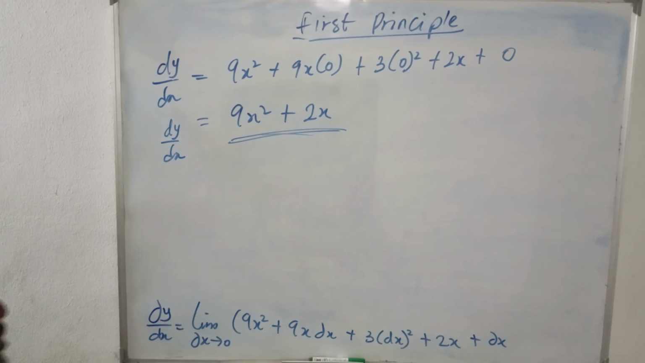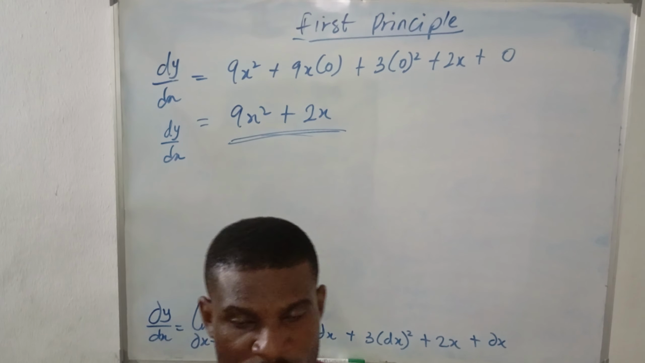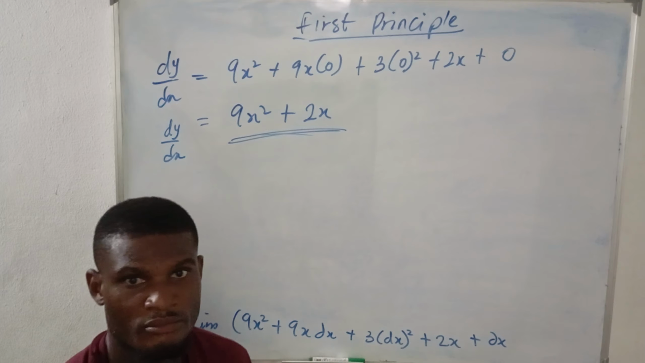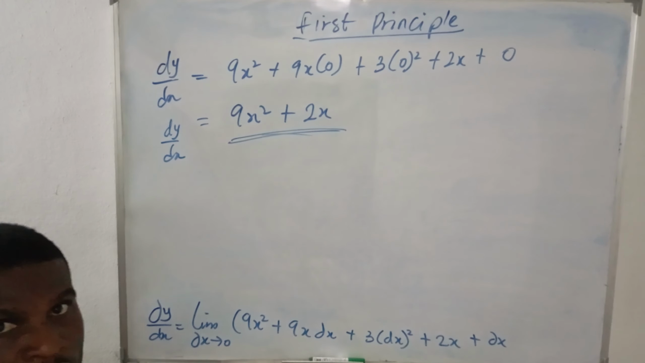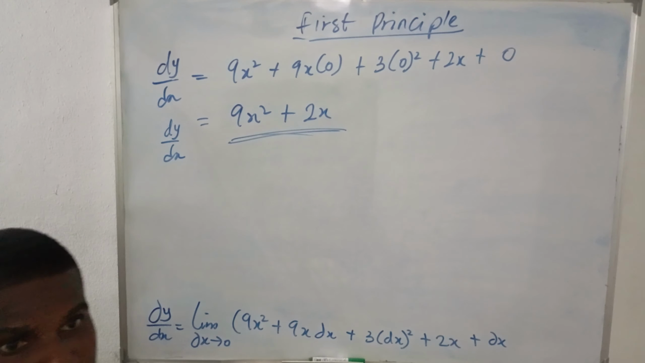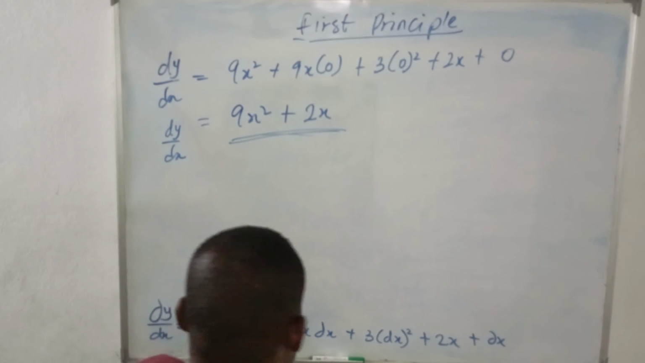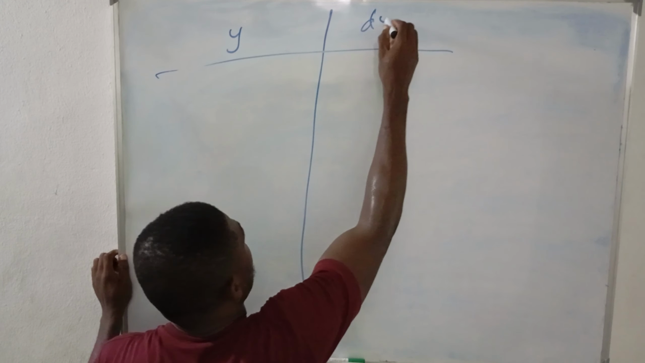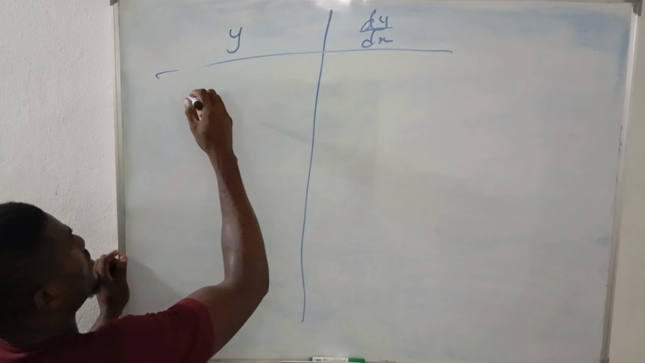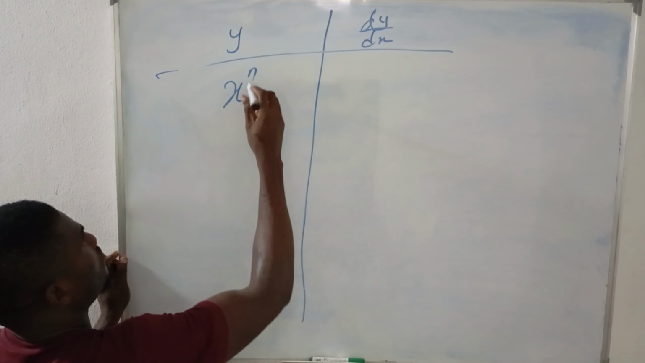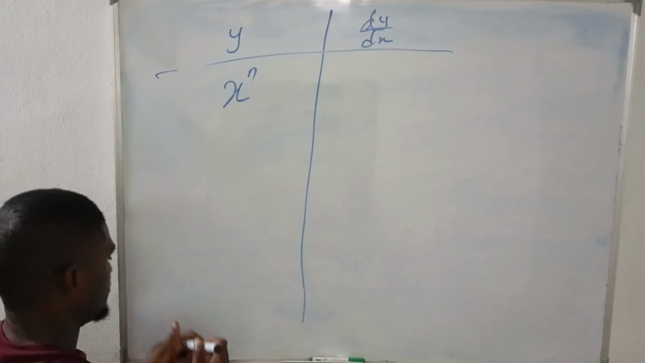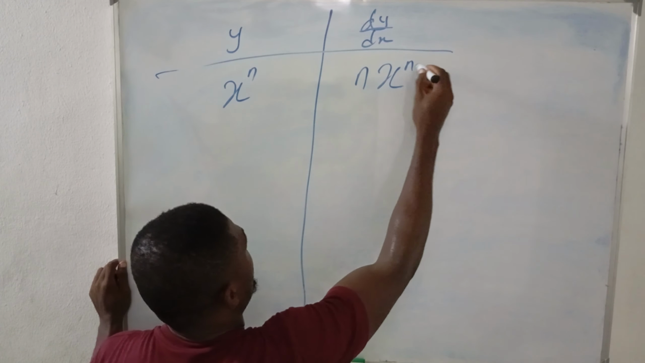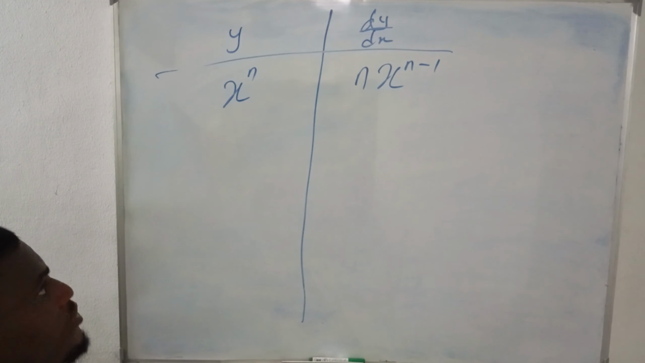All right, so that's how you solve using first principle, and we'll still do more examples so that we can understand better. But for this video, this is where we're going to stop. Before we go, I would like you to take note of certain things here. Take note of these different functions, this y and this dy/dx. If your y is equal to x raised to the power of n, then your dy/dx will be n x raised to the power n minus 1.